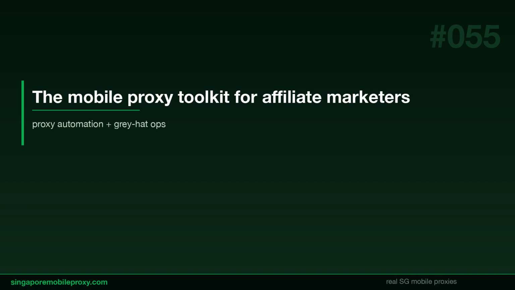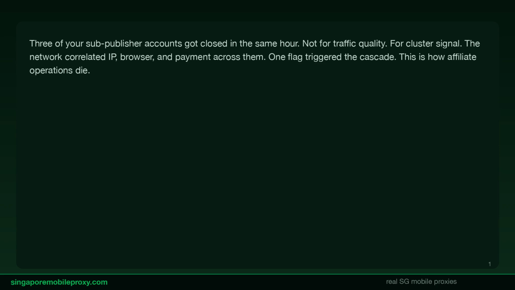Three of your sub-publisher accounts got closed in the same hour, not for traffic quality, for cluster signal. The network correlated IP, browser, and payment across accounts, and one flag triggered the cascade. This is how affiliate operations die.